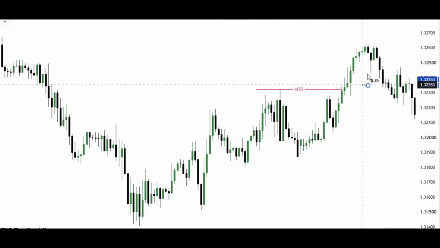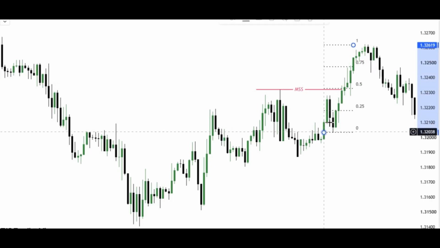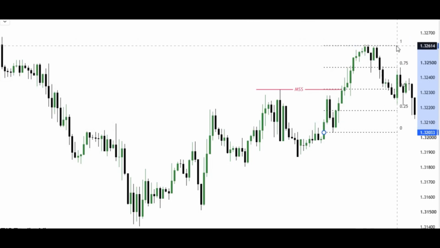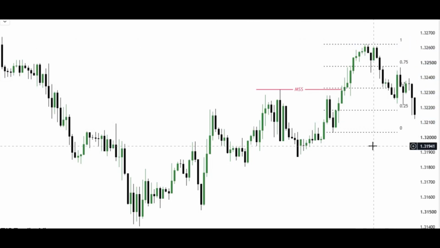So the first thing I did was draw the DRT from this area up to the highest high. If you're not sure how I'm drawing the DRT, or you're wondering why I picked this specific zone, there's a video up above that explains it. Go check that out.